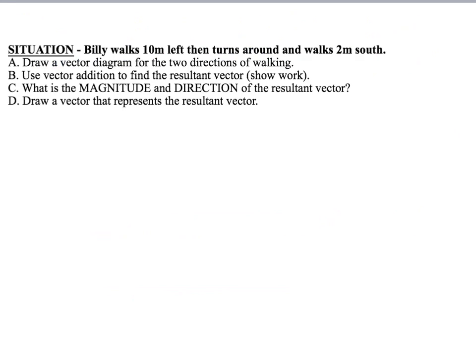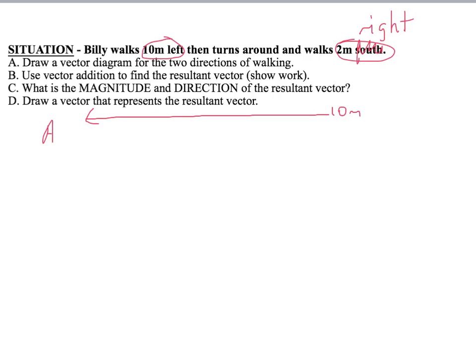This example looks a lot like your problem set, and I just wanted to walk through it so that you feel comfortable with your problem set. Billy walks 10 meters left, and then turns around and walks 2 meters south. That doesn't make any sense. So we're going to say 2 meters right. Draw a vector diagram for the two directions of walking. So, all I would do for part A is draw those two vectors: 10 meters to the left, and 2 meters to the right.